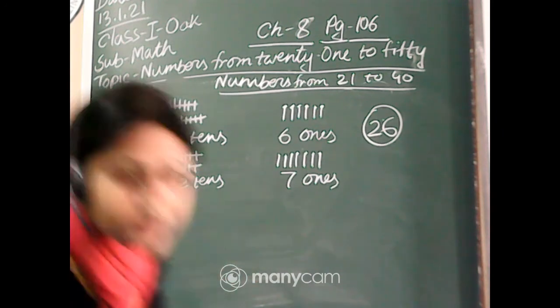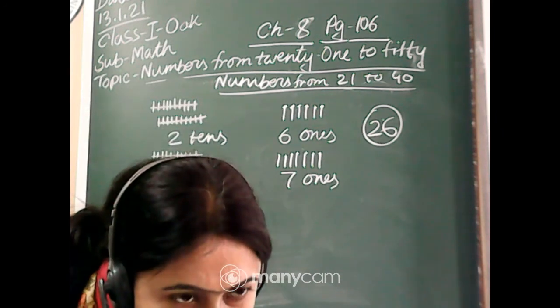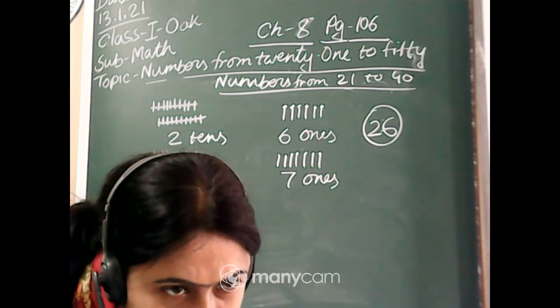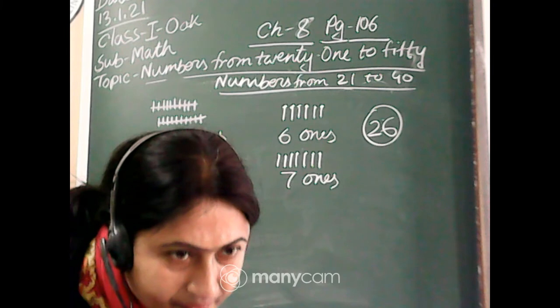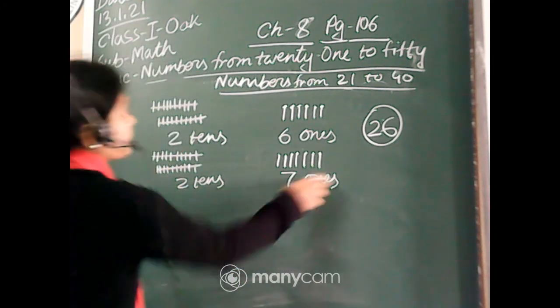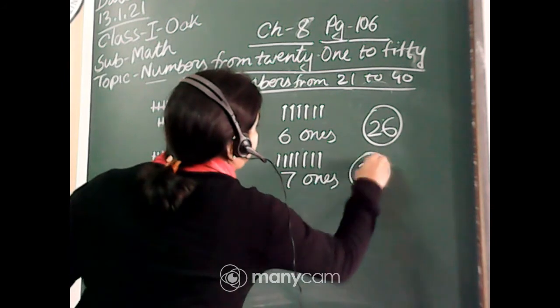Yes, very good. Very good, beta. But in another one also you have to draw 8 ones. Arushi, 8 ones you have to draw. 2 tens and 7 ones. The number is 27.